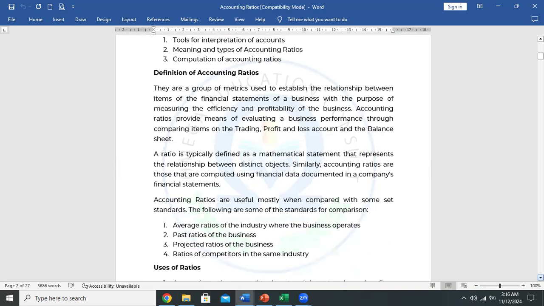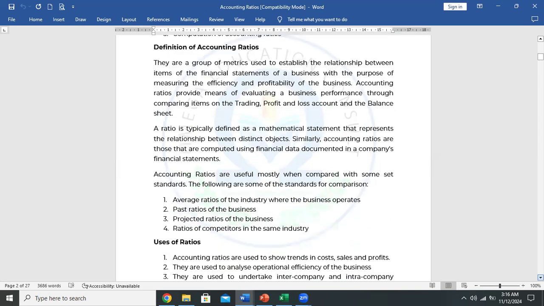Definition of accounting ratio. Okay, as mathematicians, I want to believe you remember ratios to be establishing relationship between two variables, right? In mathematics, you see them, maybe x is to y or 3 is to 2. So the essence is that they want to establish a relationship between two variables or items. So it's the same idea when it comes to financial accounting. We want to establish relationship between two variables.